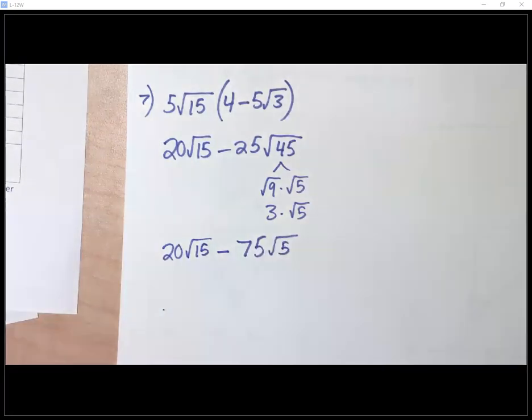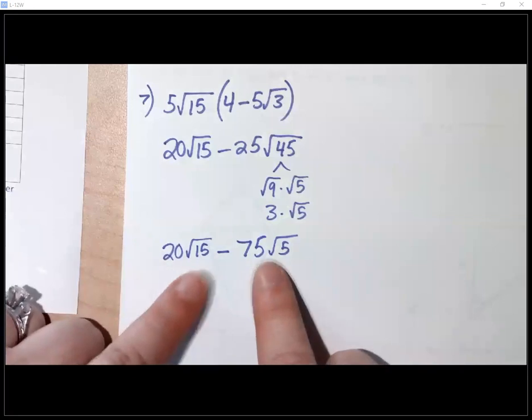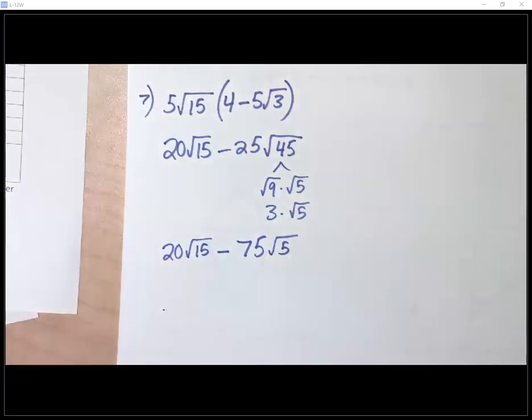Now am I done? Yes, now I am. I can't simplify the square root of 15 any, because it doesn't have any perfect square factors. So that's as far as I can go. I can't actually do the subtraction because they're not like radicals. If they were, I could do it, but they're not. So I'm done. That's it. Okay.